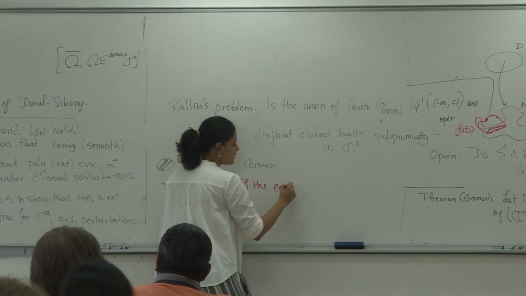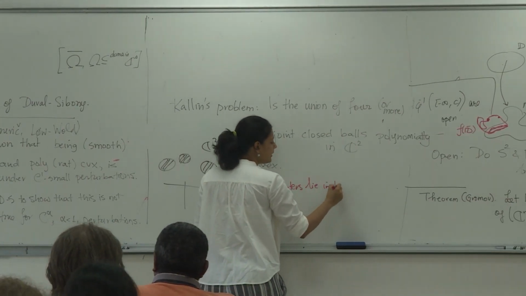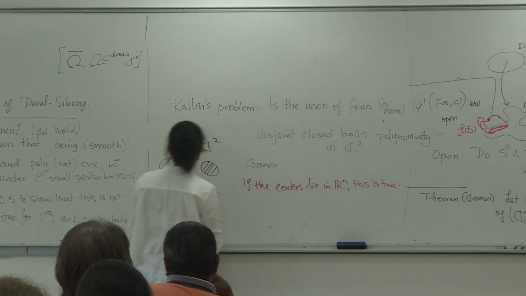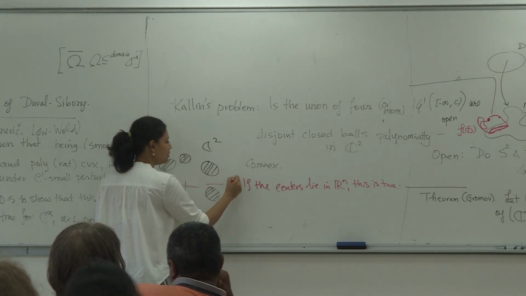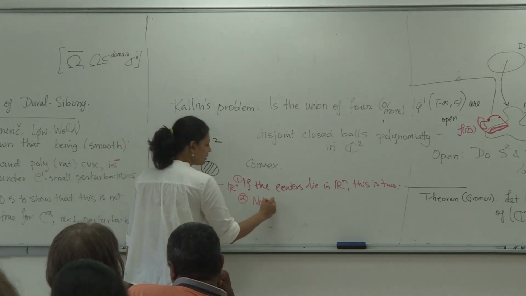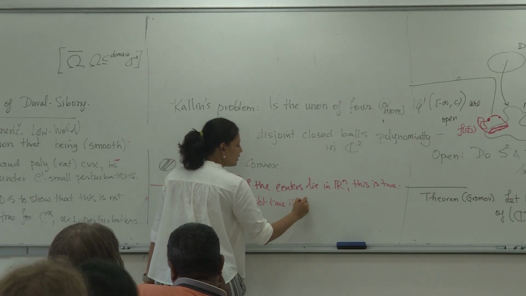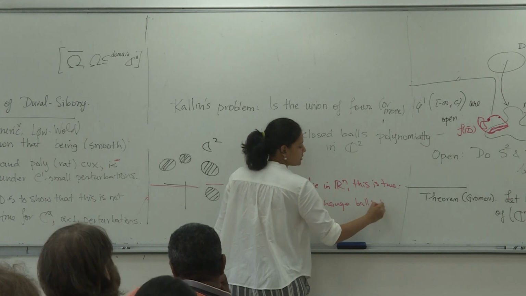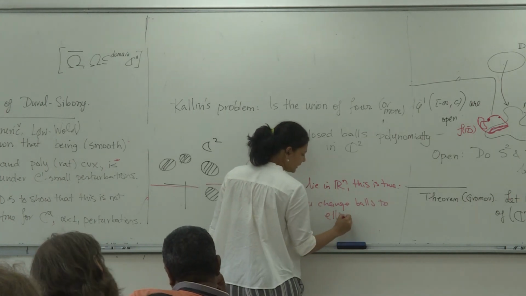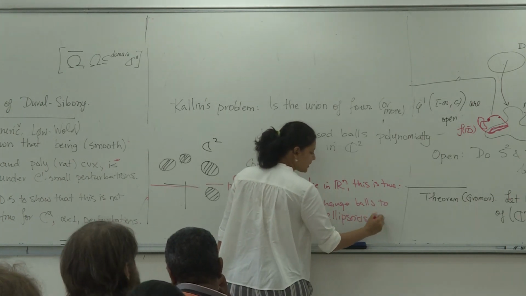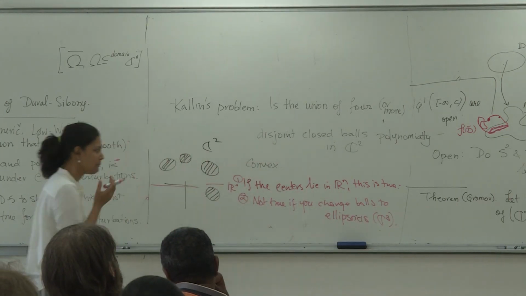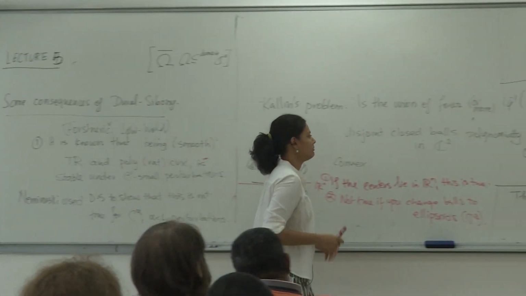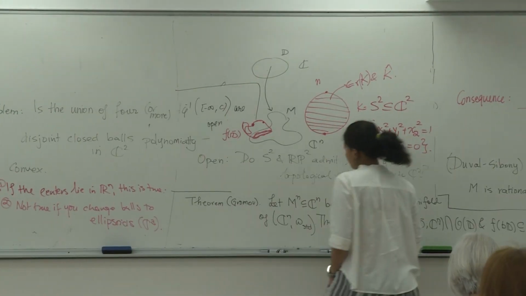So if the centers lie in Rn, this is true. If they lie in this totally real plane over here, this is true. Not true if you change balls to ellipsoids. There is a counterexample, but I think this counterexample is in C3. I don't know if there is a counterexample in C2. So this is very delicate. This is really a problem for balls, for disjoint balls.